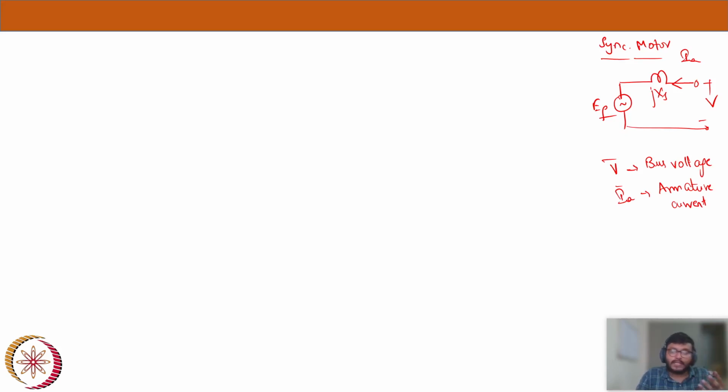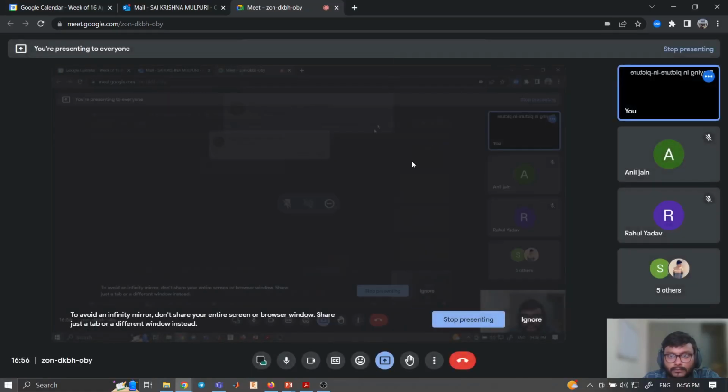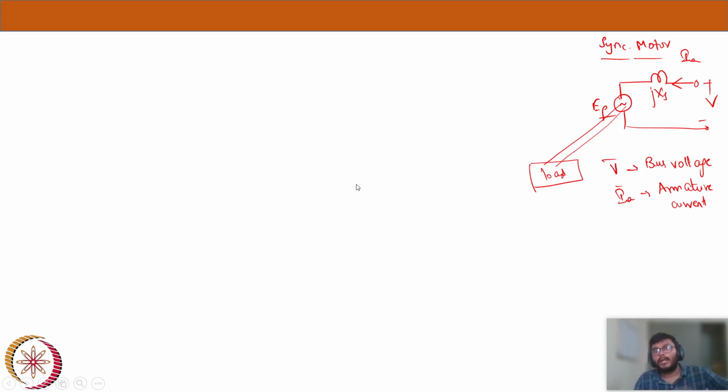Now, the motor should drive some load. It will draw the power from the supply bus, and to the motor shaft I am connecting some kind of load which I want to run. I would drive this load by taking power from the supply. Now what is the motor equation here?